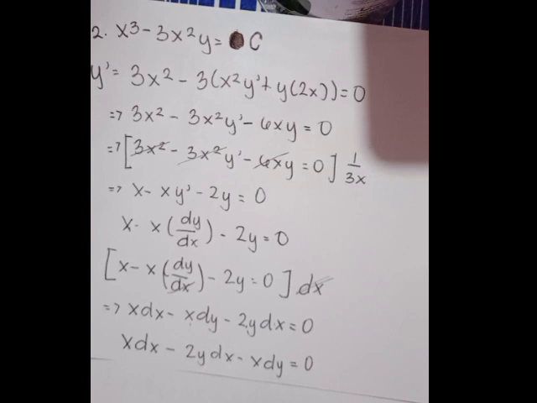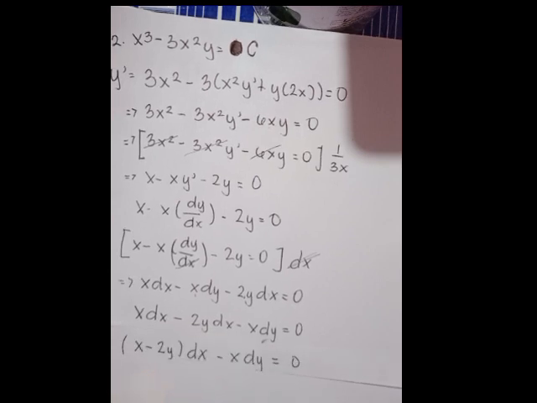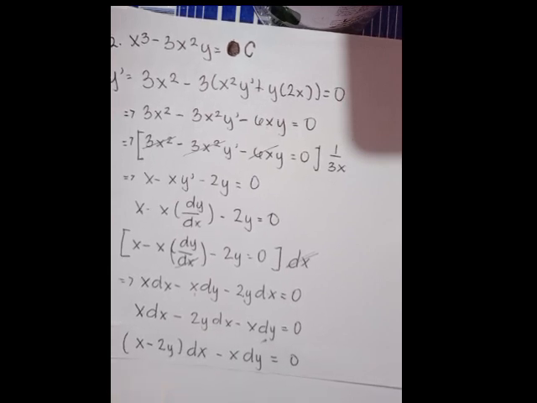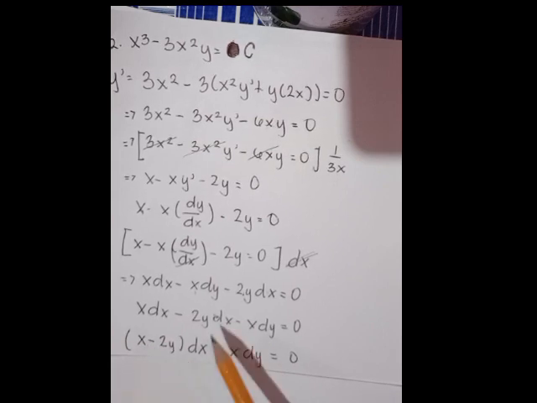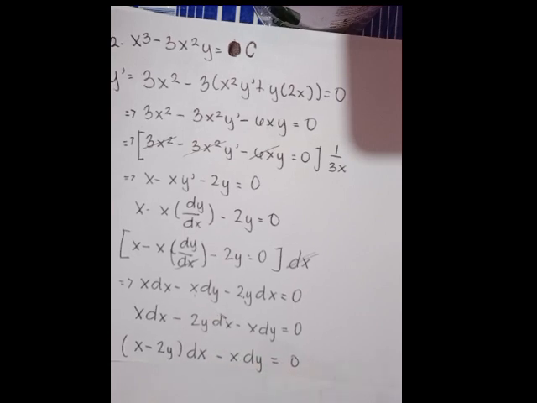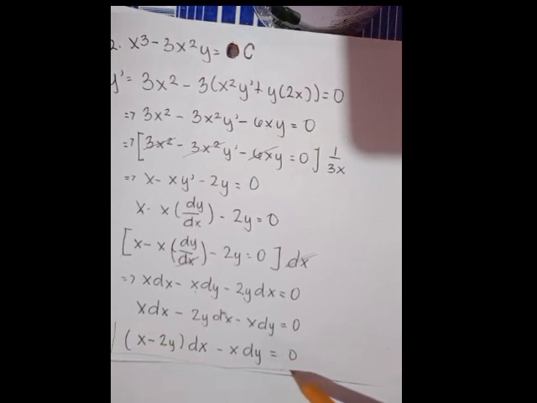And we also have to factor this out because they have a similar term. So our final answer here is (x minus 2y) dx minus x dy equals 0. This is our final answer.